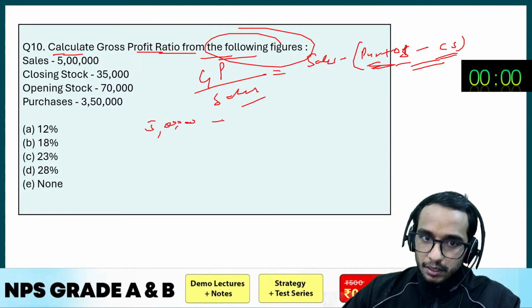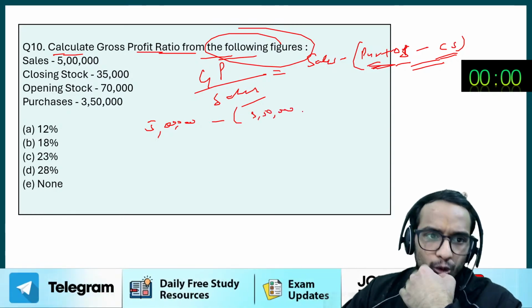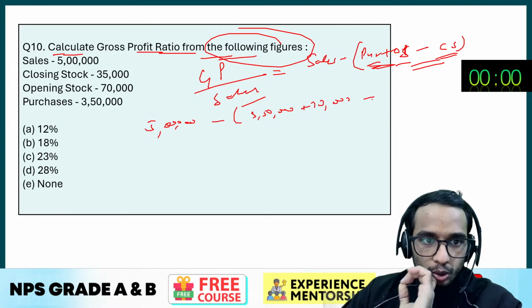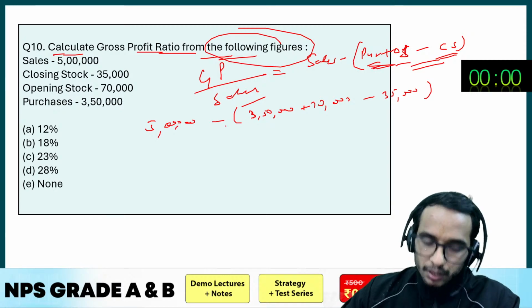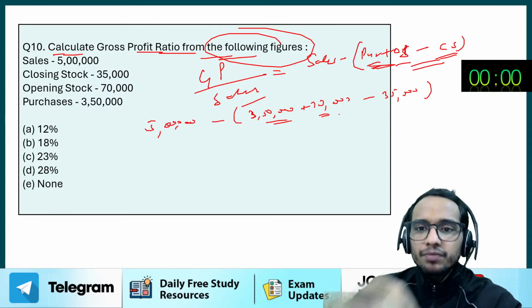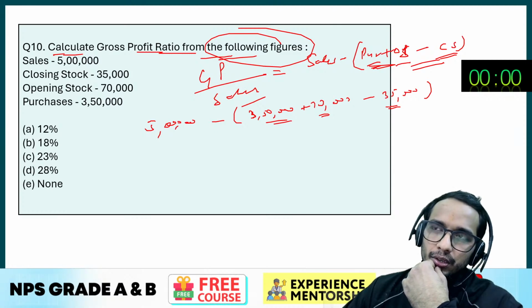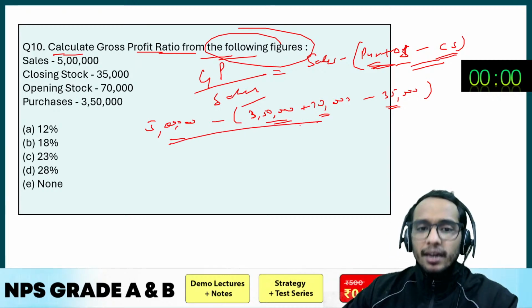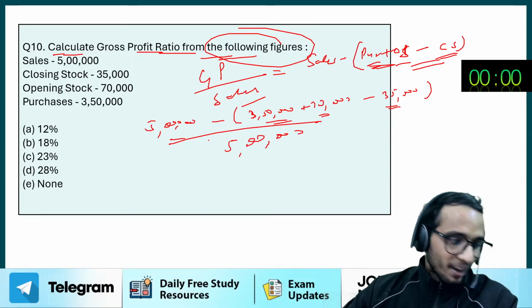ठीक है, minus purchases is your 3,50,000, and plus opening stock is 70,000, and minus closing stock is 35,000. ठीक है, I think you can do the calculation on your own. So 3,50,000 plus 70,000 will be 4,20,000. 4,20,000 minus 35,000 will be your 3,85,000. ठीक है, and 5 lakh minus 3,85,000 divided by 5 lakh. Now you can do the calculation part. ठीक है, मैंने आपकी बहुत हेल्प कर दी है आधा करके, बाकी कैलकुलेशन अपने आप कर लेना.